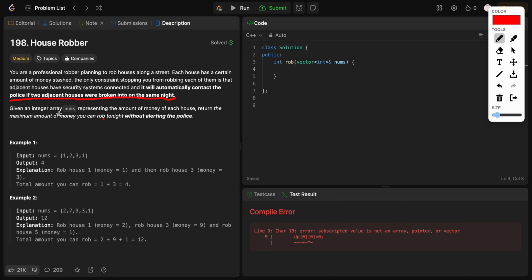So, given an integer array nums representing the amount of money of each house, return the maximum amount of money you can rob tonight without alerting the police. So here we are given these values, and we can't rob two adjacent houses. Like two adjacent houses are 2 and 3, and 1 and 2, and so on, 3 and 1. So we can't rob two adjacent houses.